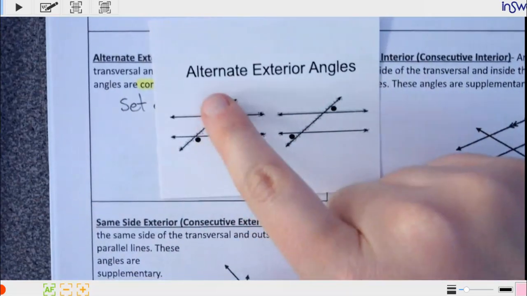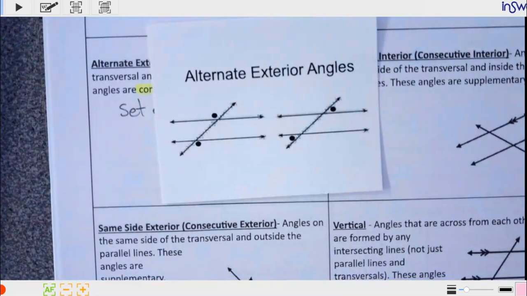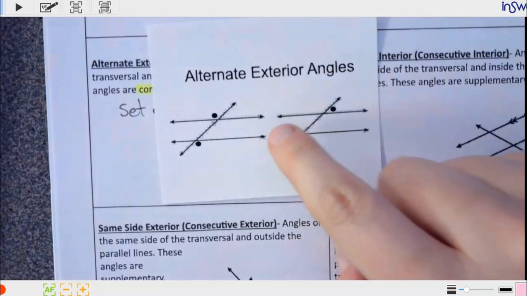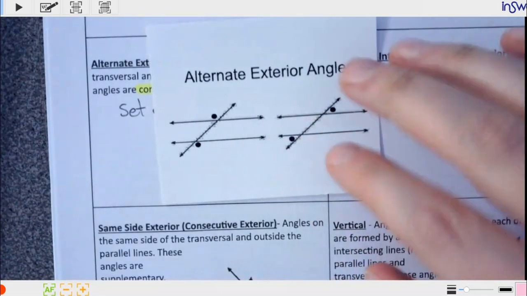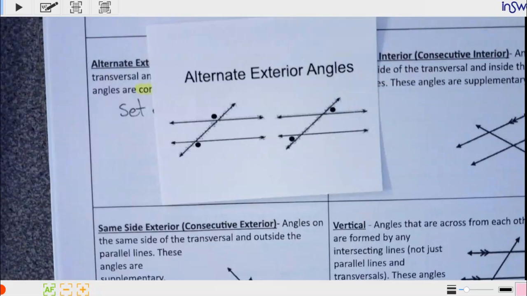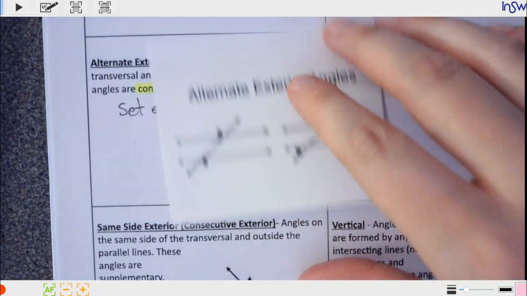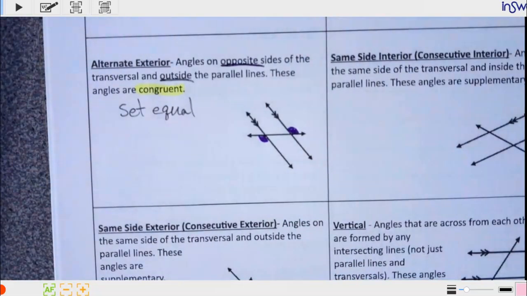So like this one goes with that one over there. Alternate sides of the transversal, both on the exterior, as well as these two go together. So there's two pairs of alternate exterior angles. But we're only going to write one just so your notes aren't super complicated.